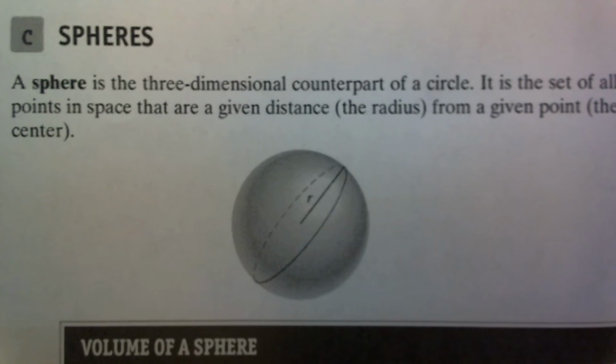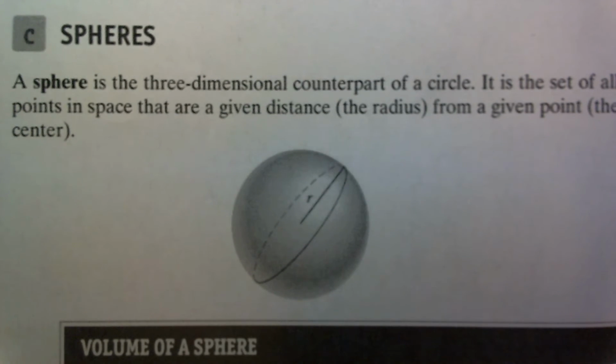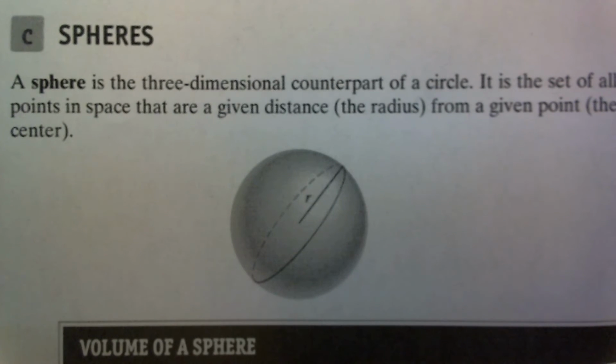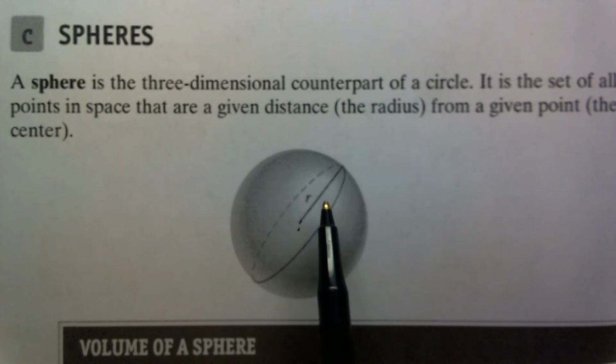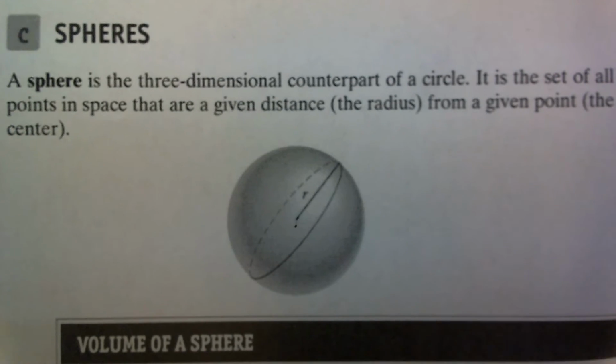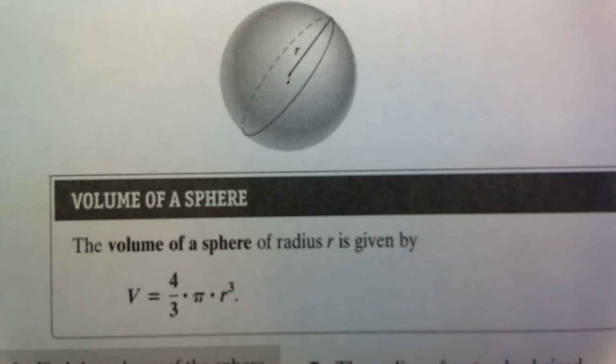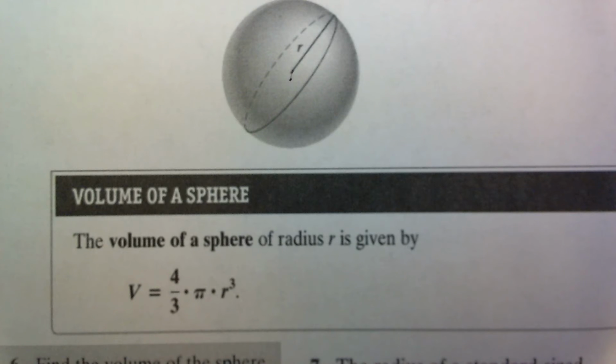Next, we'll be talking about spheres. The sphere is the three-dimensional counterpart of a circle, and is defined as the set of all points in space that are a given distance, the radius, from a given point, the center. So the center is here, and the sphere represents all the points that a radius can have. The formula for the volume of the sphere is 4/3 times pi times r to the third power. Very simple formula.